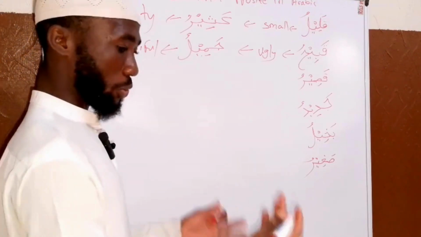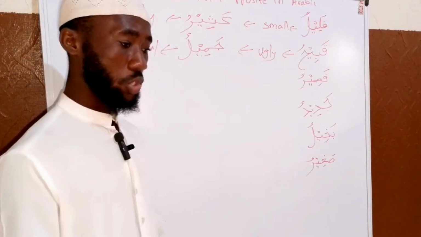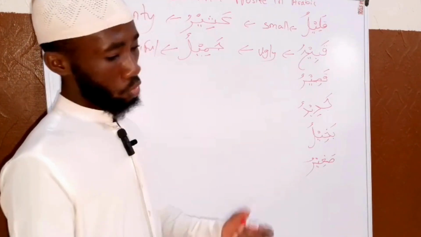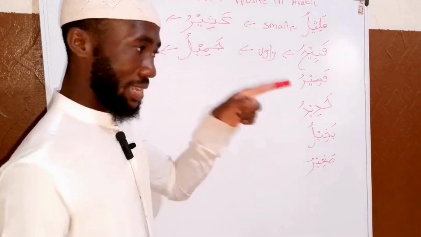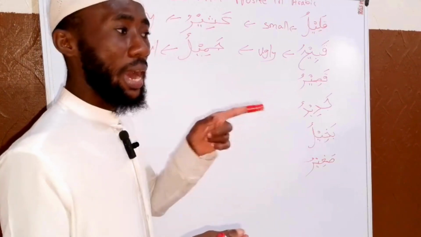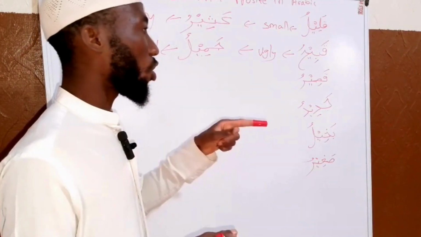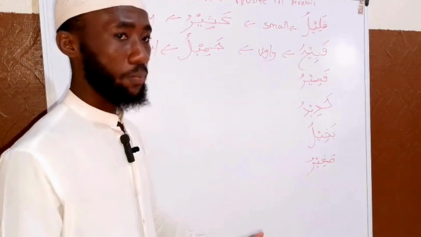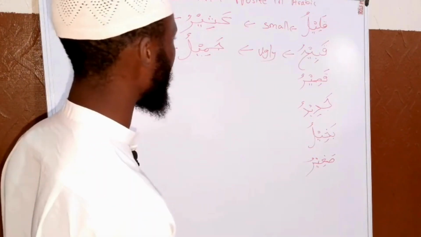Now, if you want to say this person is beautiful, you say huwa jamil. Anta jamil, you are beautiful. Anta qabih, you are ugly. Anti qabihat. Then we are going to use these two to form another sentence, inshallah.